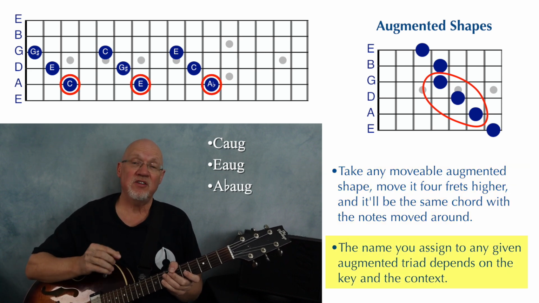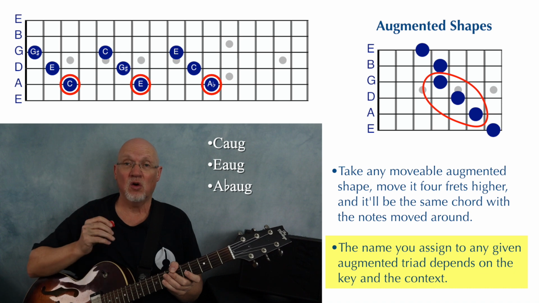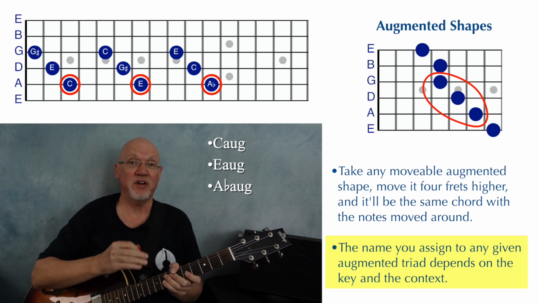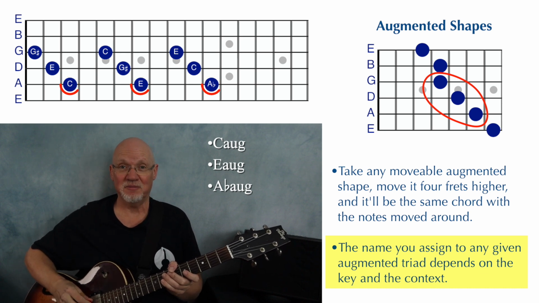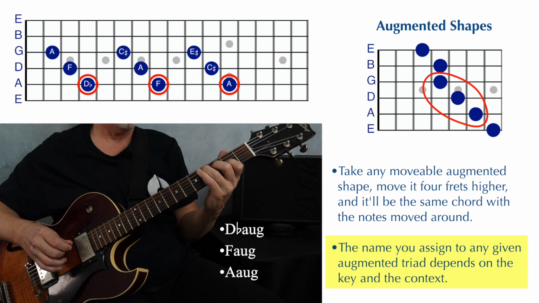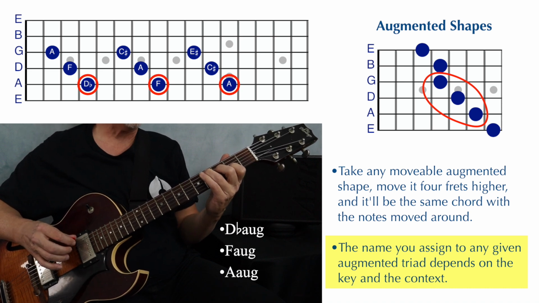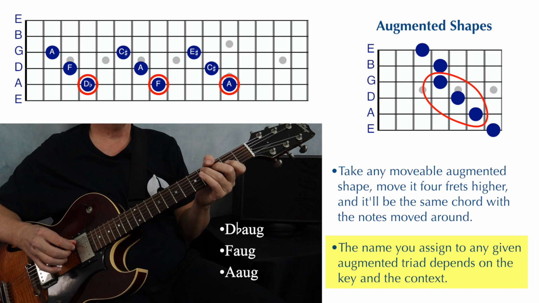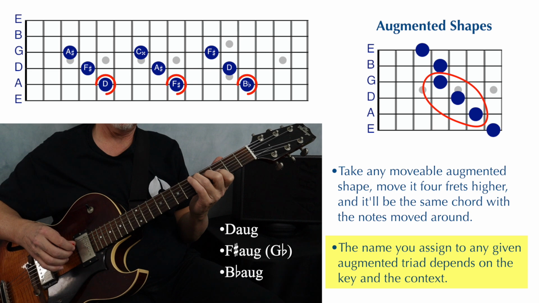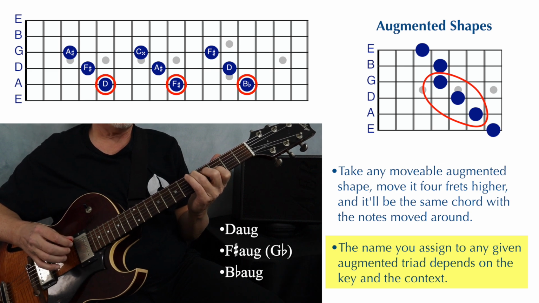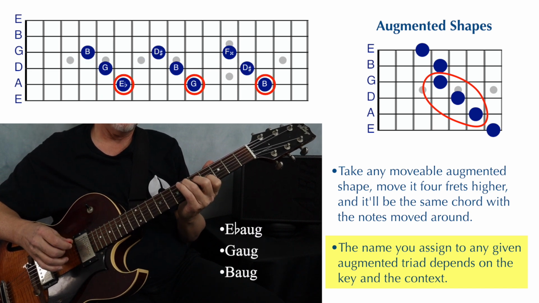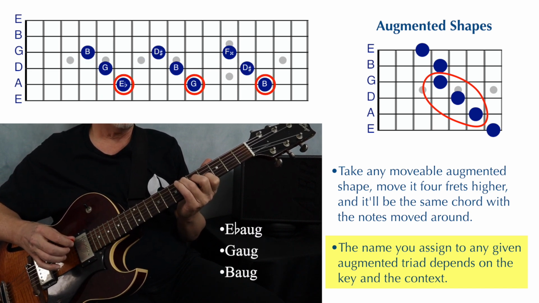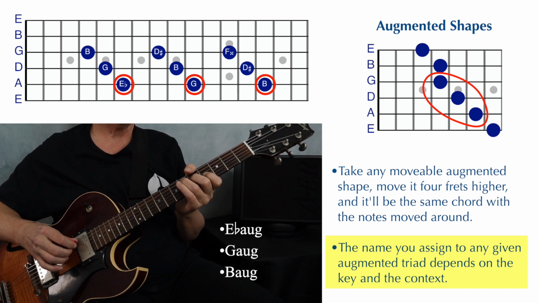In any of these positions, you could call this a C, E, or a G-sharp augmented, which you could also call an A-flat augmented. Remember, G-sharp and A-flat are enharmonically equivalent. Now, if you move the shape up a fret, it could serve as a D-flat, F, or A augmented, and every 4 frets you get those same 3 chords. Move it another fret higher, you get D, F-sharp, or B-flat augmented. Move it another fret higher, and now every 4 frets you've got E-flat, G, or B augmented.